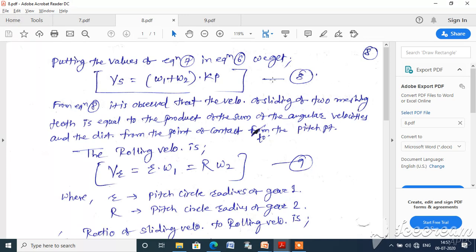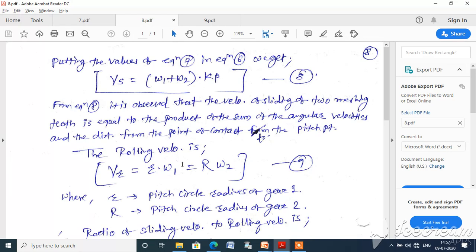So from equation number 8, it is observed that the velocity of sliding of two meshing teeth is equal to the product of the sum of the angular velocities and the distance from the point of contact to the pitch point, that is Kp.